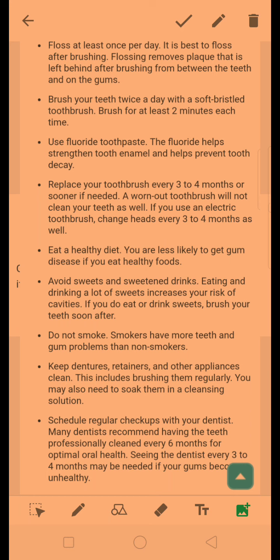Next, keep dentures, retainers and other appliances clean. This includes brushing them regularly. Last point is schedule regular checkups with your dentist. Many dentists recommend having teeth professionally cleaned every 6 months for optimal oral health. Seeing the dentist every 3 to 4 months may be needed if your gums become unhealthy. So these are the points you should remember for your teeth to be in a proper condition.